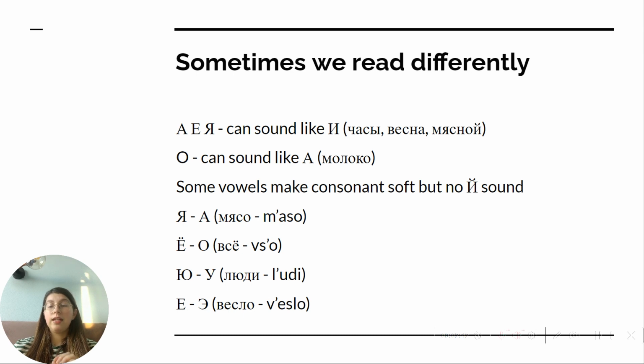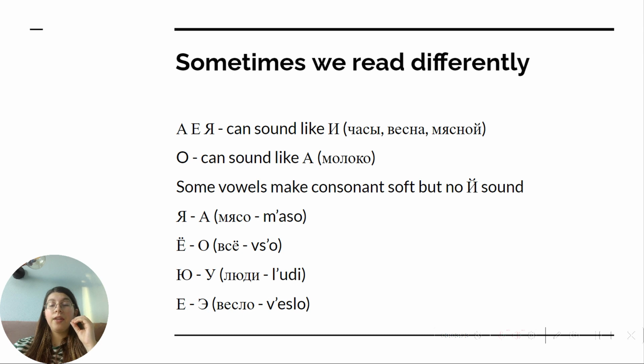M, v, s, l, v, t, d. And then you hear the pair of that vowel. With ya you hear a, with yo you hear o, with yu you hear u, with ye you hear e. Examples. Мясо, мясо. Все, все. Люди, люди.